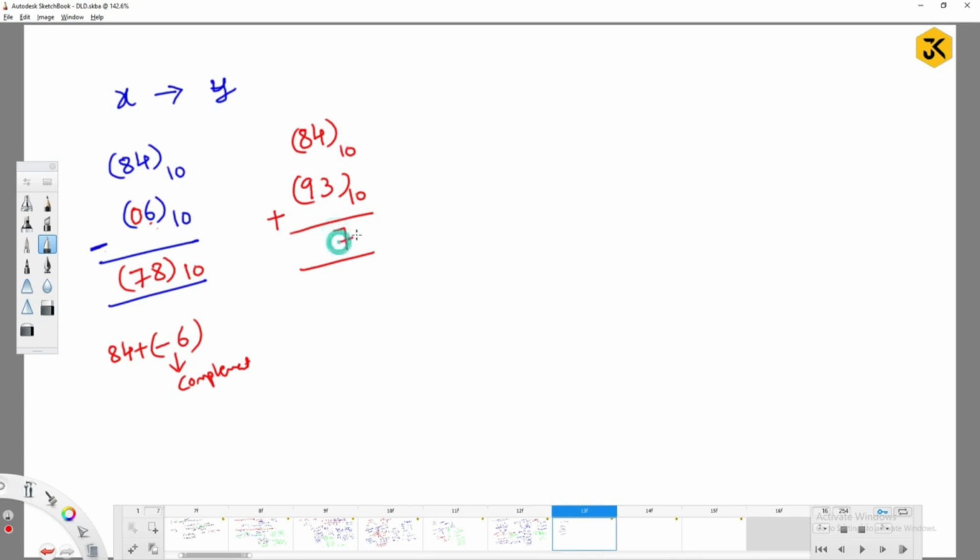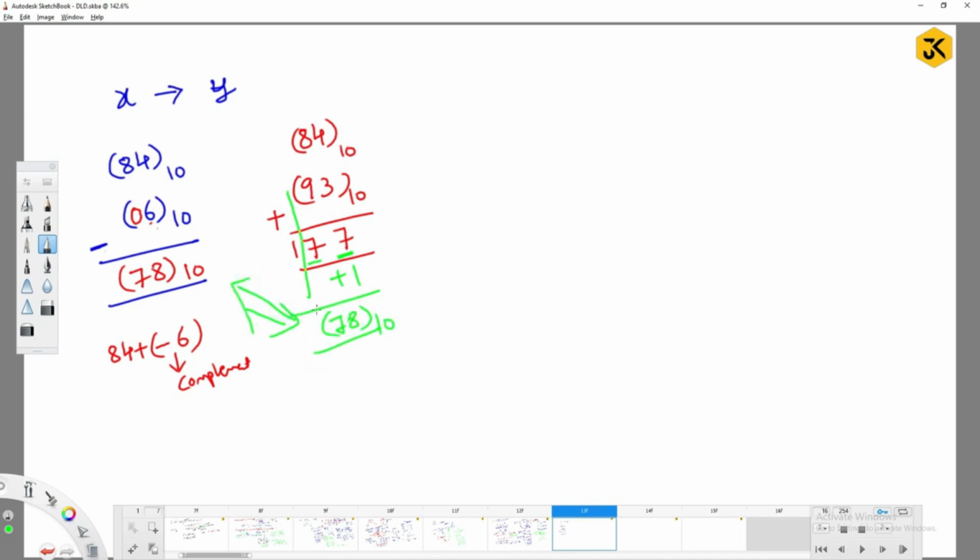Now try to perform addition. 4 plus 3 is 7, 8 plus 9 is 17, so 177. But what is the result we are expecting here? 78, right? So here what is the maximum space available for us to store the data? 2 digits are sufficient, but an extra carry is forwarded. This is what I can call overflow, meaning that it is not sufficient to store the remaining data. The extra bit I can add to the existing location space. 77 plus 1 is 78 base 10.